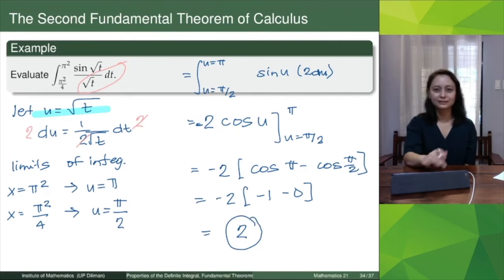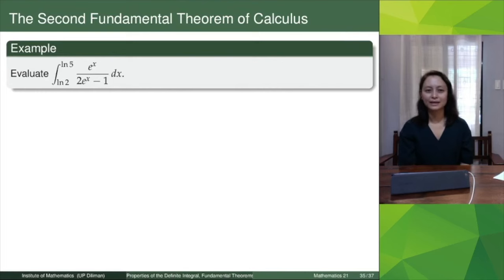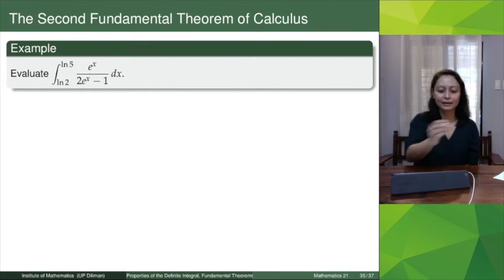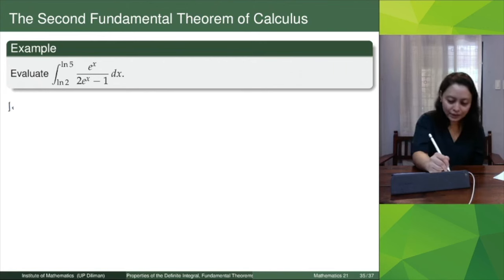Next example. May ln naman. We want to get the integral from ln 2 to ln 5 of e to the x over 2 e to the x minus 1 dx. Mukhang magsasubstitute ulit tayo.